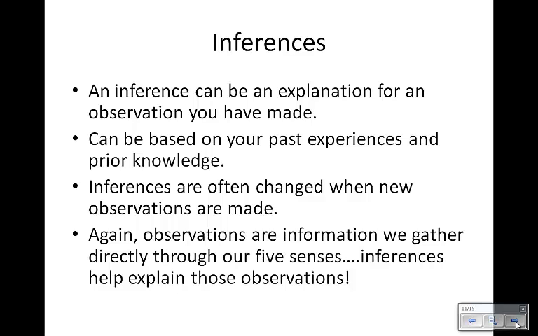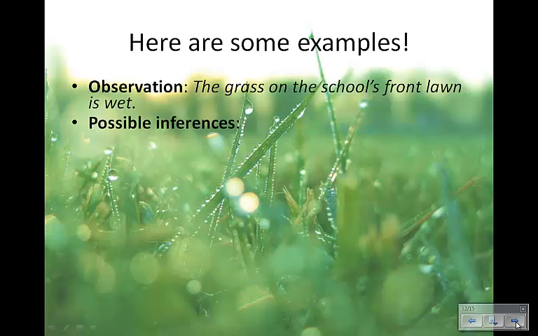And again, just to reiterate, observations are information we gather directly through our five senses. So you saw what was on the sides of the cube. That's direct observation. So here are some examples. The grass on the school's front lawn is wet. So we can make an inference to explain why the grass is wet. You probably have some really good and logical ideas as to why it might be wet.